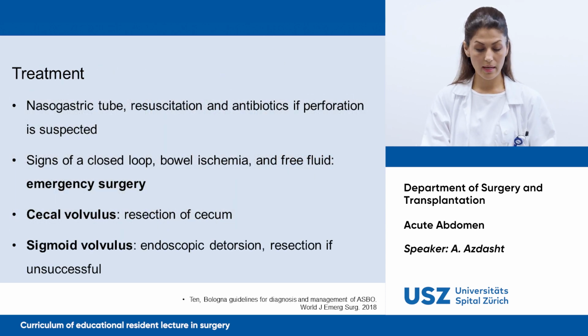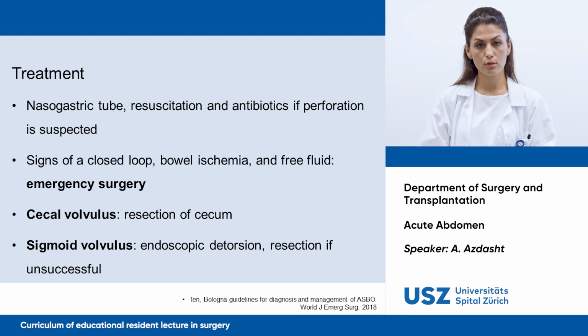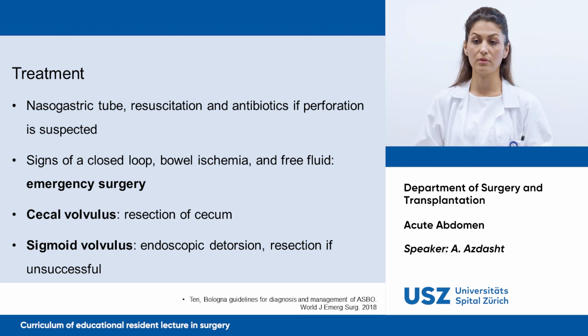The correct treatment of small bowel obstructions is derived from the Bologna guidelines. First off, you start with insertion of a nasogastric tube for decompression. You do a resuscitation, and also antibiotics should be administered if a perforation is suspected. If you have signs of a closed loop, bowel ischemia and free fluid, you definitely go for emergency surgery, but generally speaking, around 85% of the partial small bowel obstructions can be treated without surgery, whereas the same percentage, 85% of the complete small bowel obstructions, need surgery.